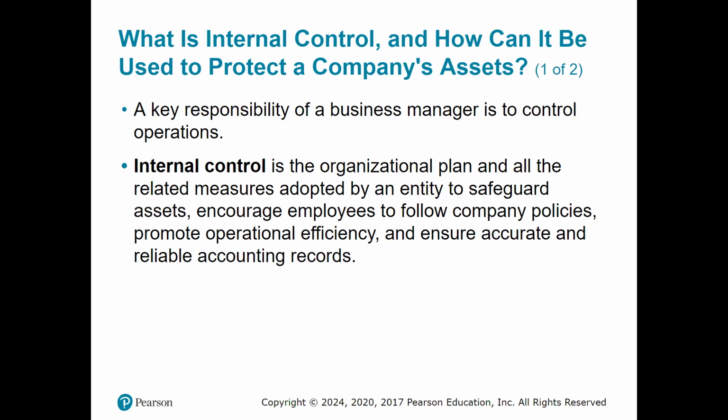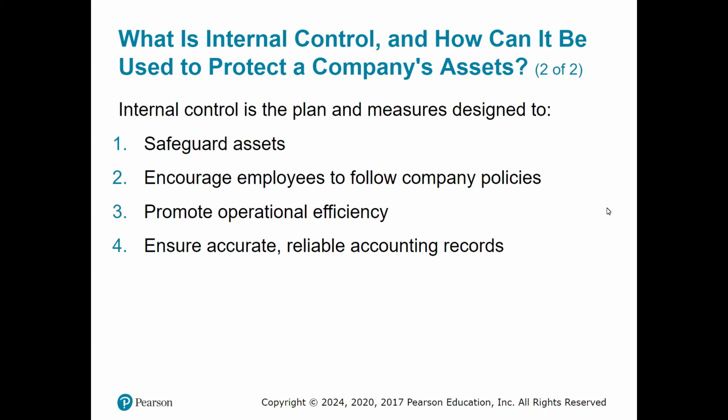So internal control in general is your organization-wide plan, and all of the different things that you do within your organization in order to keep your assets safe, right? So keep people from stealing things, make sure they're properly tracked and kept, the records are correct. Things that you do to encourage employees to follow company policy, make your company operate efficiently, and make sure that all of your accounting records are accurate and reliable. A big part of this comes from how managers are setting up expectations for employees. So the four goals here, safeguarding assets, encouraging employees to follow rules, operating efficiently, and having accurate and reliable accounting records, are all subject to the internal control plan that you set up for your company.